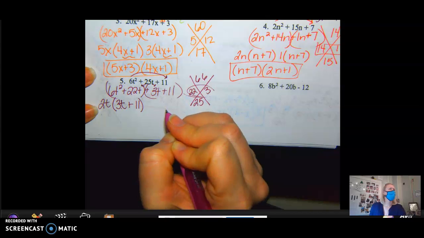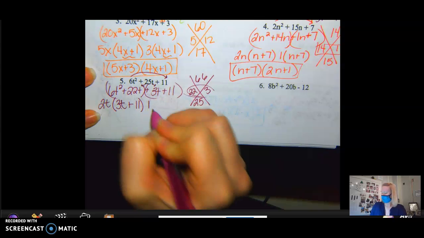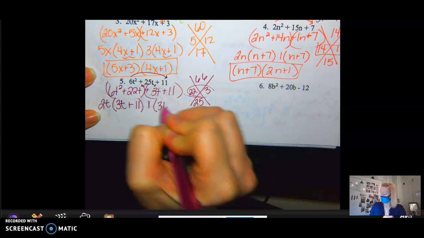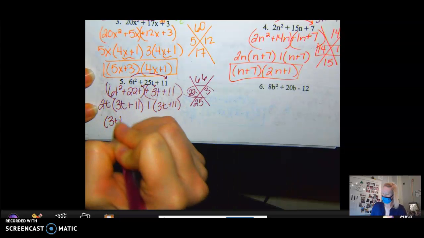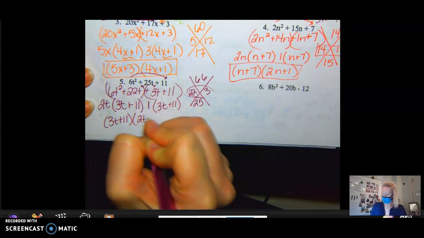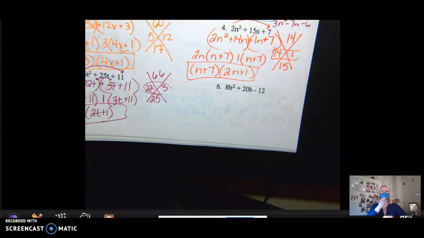3t plus 11. What's my GCF there? 1. What am I left with? There you go. What are my two answers? I don't like t's and they look like plus signs. So 3t plus 11 and 2t plus 1. All right. Let's do this last one together. First question, what do we always ask ourselves first? Can we GCF it? And can we?